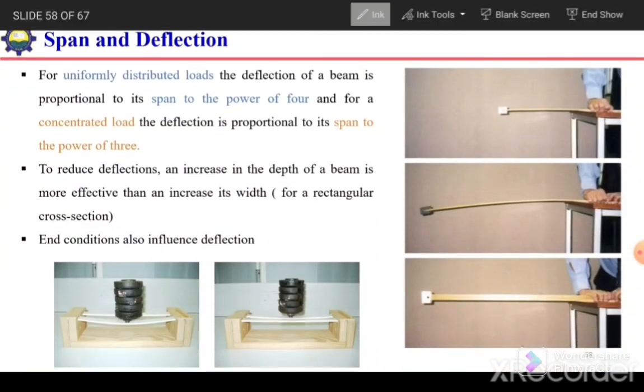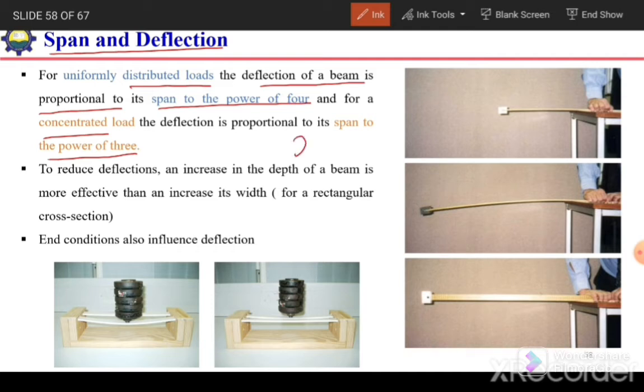The next concept is span and deflection. For a uniformly distributed load, the deflection of a beam is proportional to the span to the power 4, and for a concentrated load it is span to the power 3. So just by increasing the span by 2 times, the deflection will increase 16 times if a uniformly distributed load is acting on that beam.